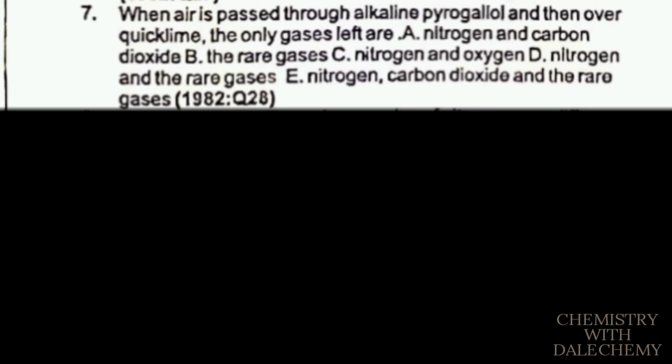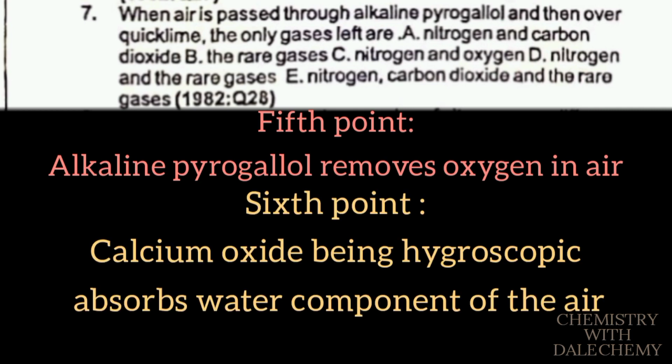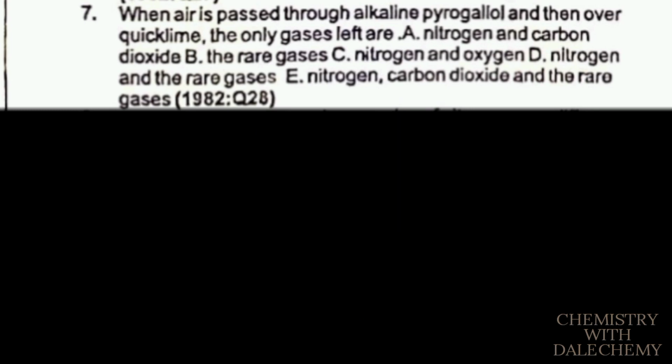And the next question is question 28 of 1982. When air is passed through alkaline pyrogallol and then over quicklime, the only gases left are. So we know that when air is passed through alkaline pyrogallol, the oxygen component will be absorbed by the pyrogallol. Then over to the quicklime. Quicklime is calcium oxide, which is going to absorb the water vapor component. So the only gases left are just nitrogen, carbon dioxide, and the rare gases. So which is option E.